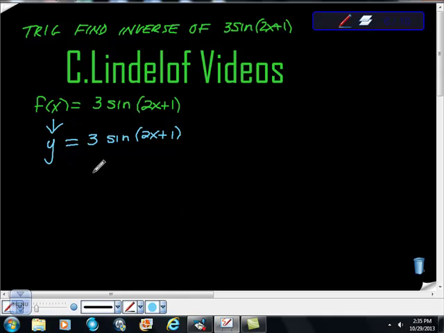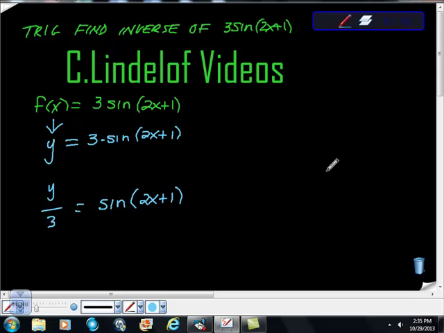I'm going to start pursuing this. I'm going to divide both sides by 3 to get rid of this. This is 3 times that value. So it's y thirds is equal to sine of 2x plus 1. So from here it looks pretty good.